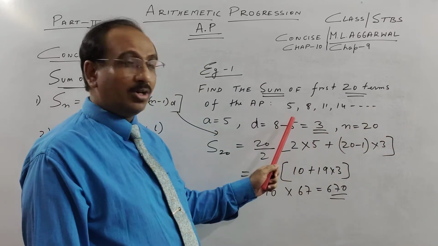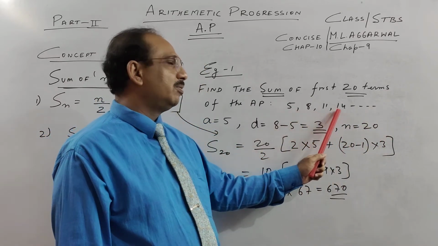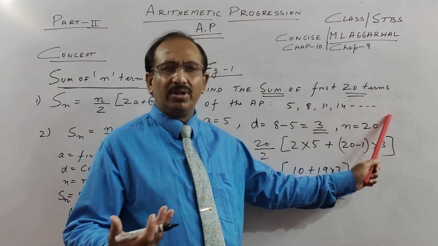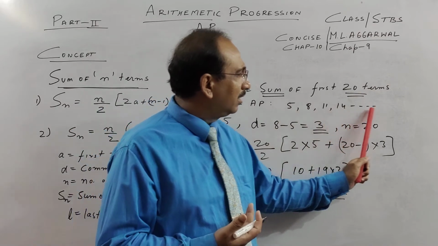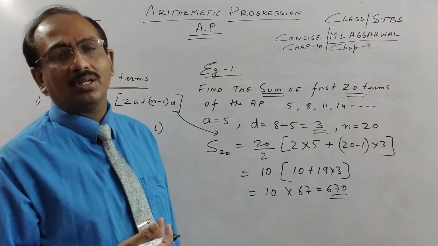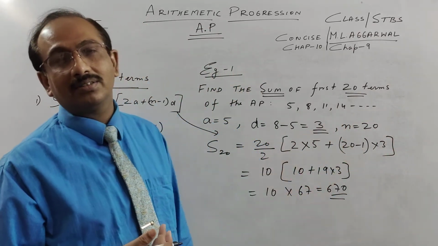Without the formula, children, what did he do? He wrote 5 plus 8 plus 11 plus 14, like that. So with 3 as the difference, it's not a very big number, but sometimes we have very big numbers. So he added all the 20 terms and he got the same answer.